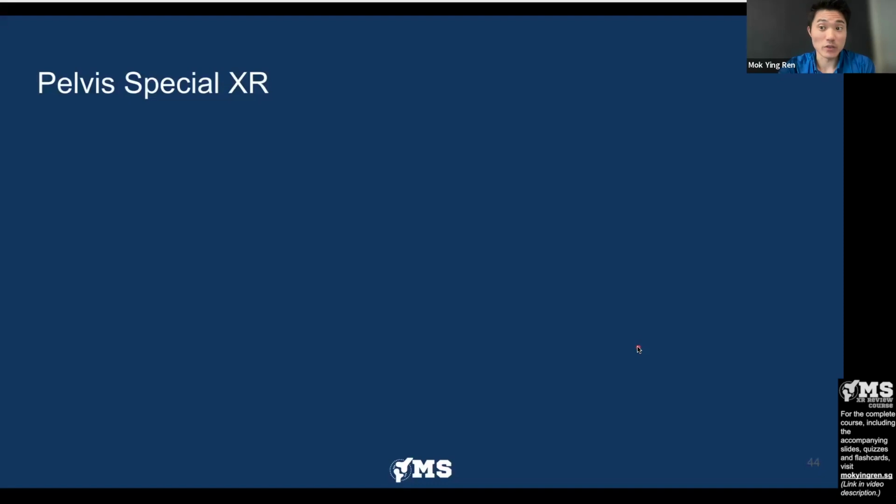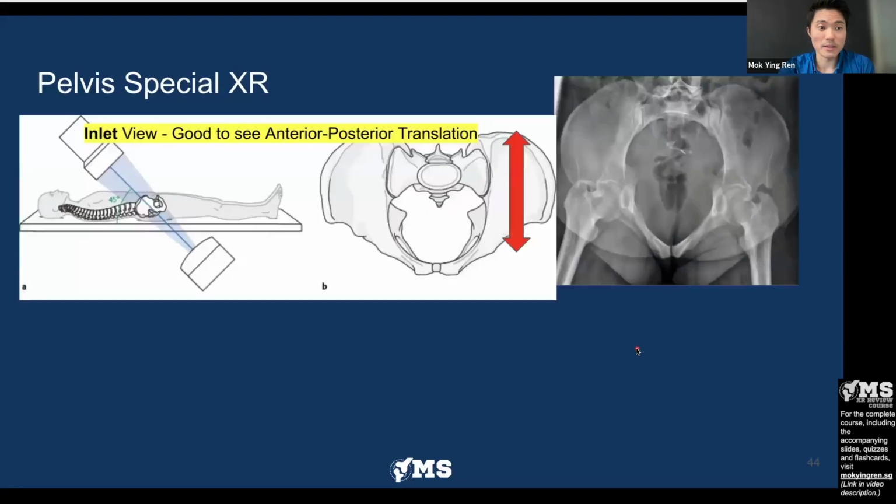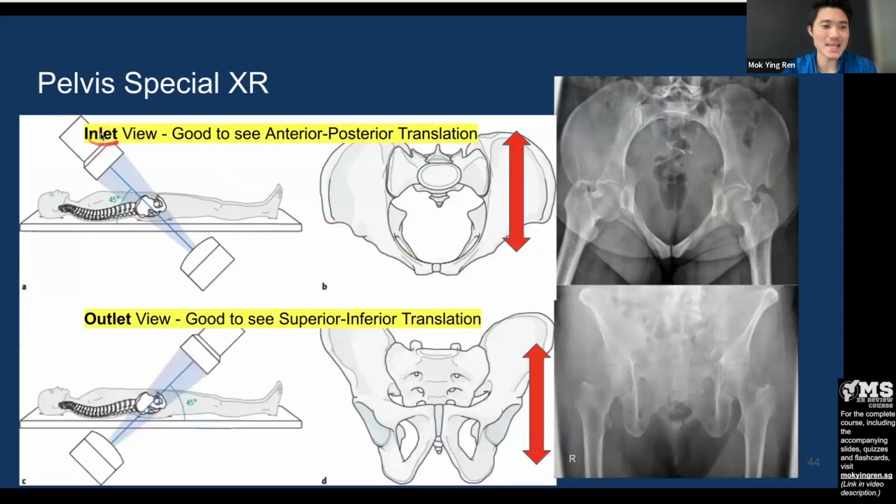Now appreciate that there was lots of overlap. And even in the pelvis, it may be hard to identify fractures in the pelvic ring. So therefore, we have two special views for the pelvis, the inlet as well as the outlet views. Now, by now, you should realize that special views are simply X-rays shot in an oblique manner. That means not directly perpendicular in an orthogonal fashion, but an oblique view, which allows you to look through a different angle.